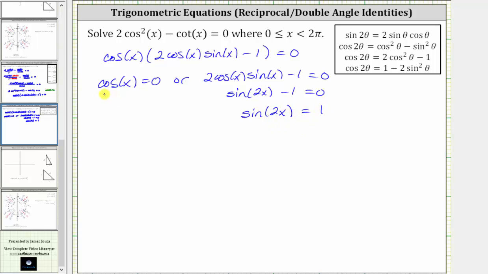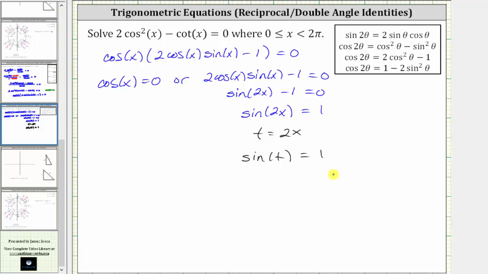So notice here we have cosine x equals 0. Here we have sine 2x equals 1. Because we have a double angle here, we'll perform another substitution and let the variable t equal 2x. So if t equals 2x, we will solve the equation sine t equals 1.